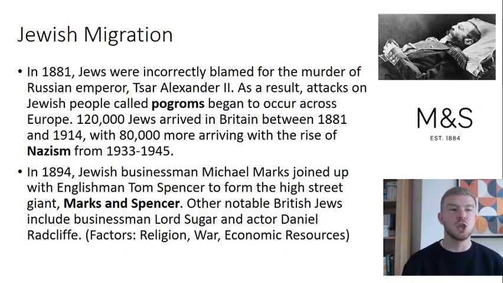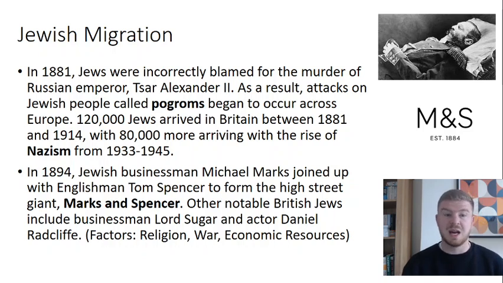Final one then is Jewish migration. So in 1881, Jews were incorrectly blamed for the murder of Russian Emperor Tsar Alexander II. And so as a result of that, attacks on Jewish people began to start across Europe, particularly in Russia and Eastern Europe. Those attacks on Jewish people were called pogroms. And as a result of those attacks, 120,000 Jews arrived in Britain between 1881 and 1914.